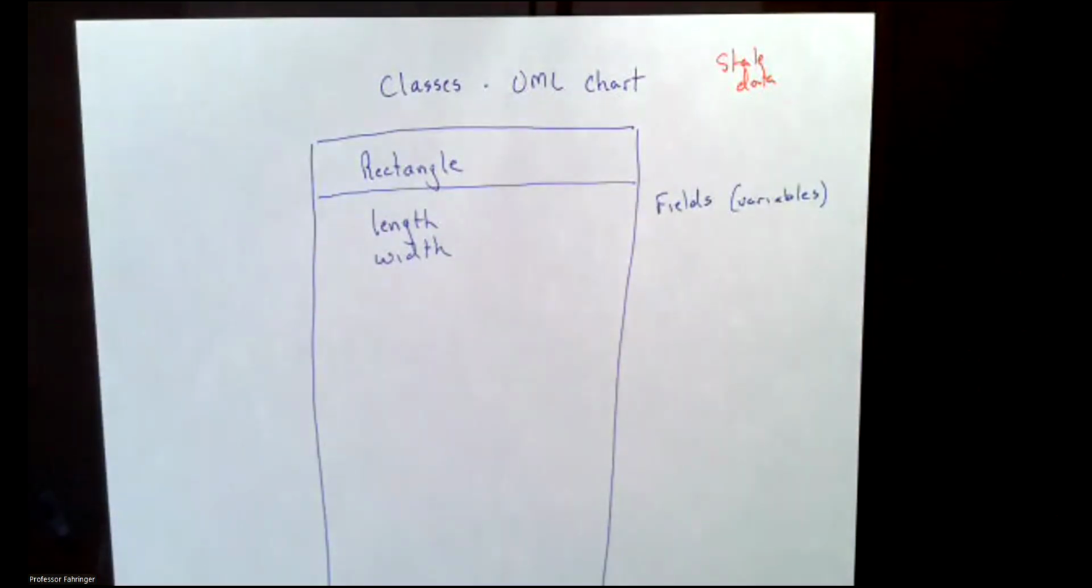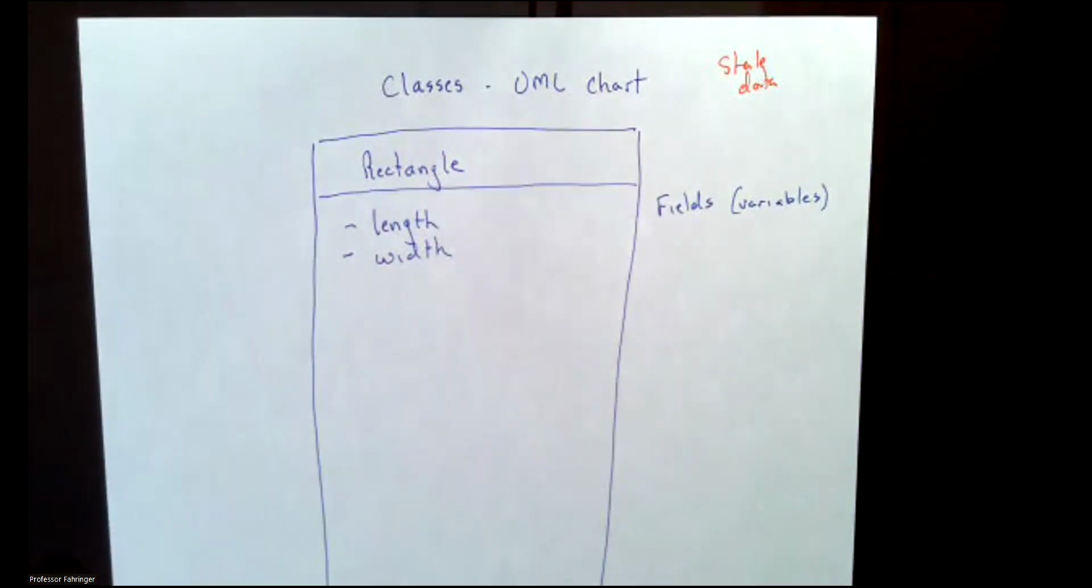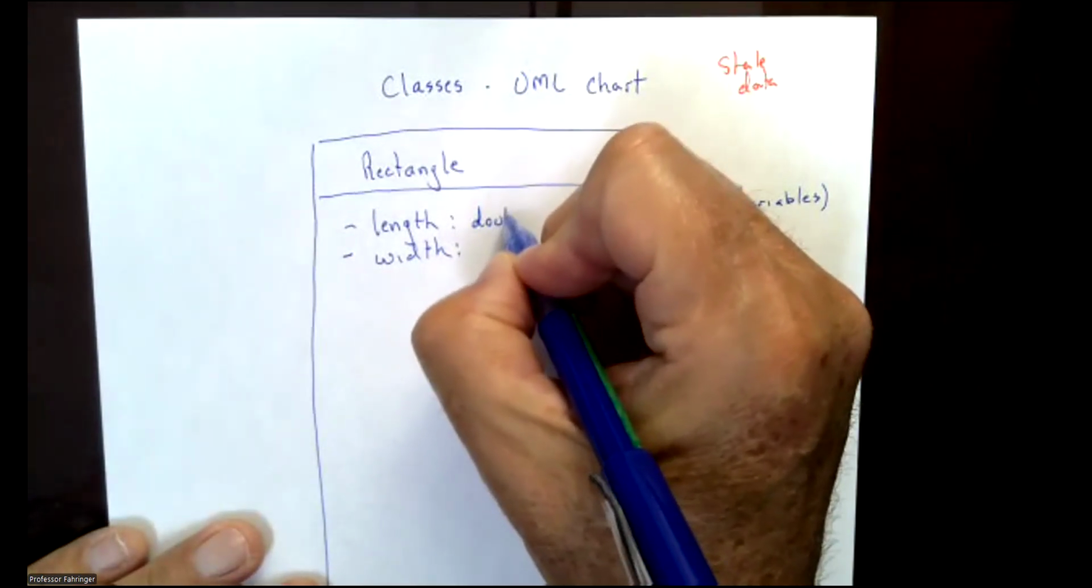All right. Length, width. We wanted to make them both private. And their data types, we should probably make them both double.